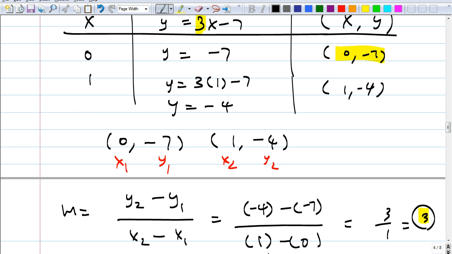Okay, how many people got 3? This one's kind of interesting, isn't it? Like your x of 1 is 0, right? So you just plug in 0. Okay, so how many people got 3 as the slope? Raise your hand. All right, good. Now this is what Jonathan is trying to say.